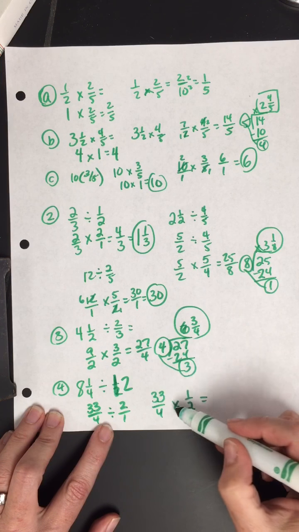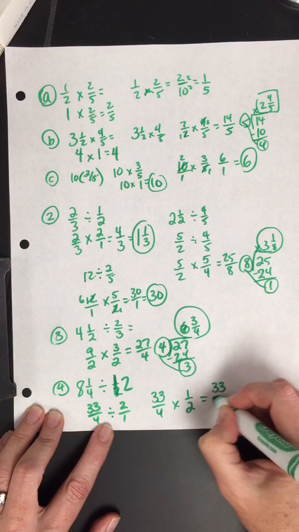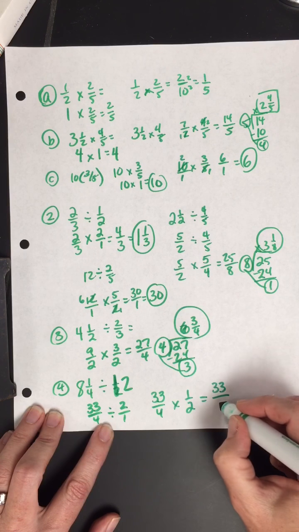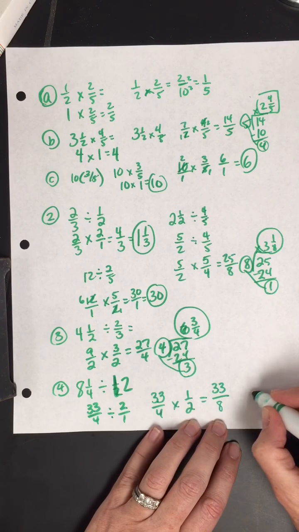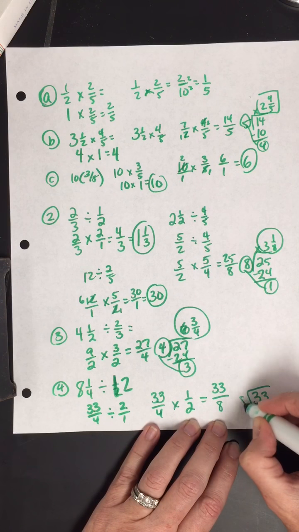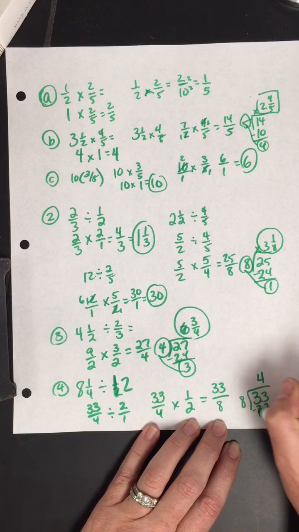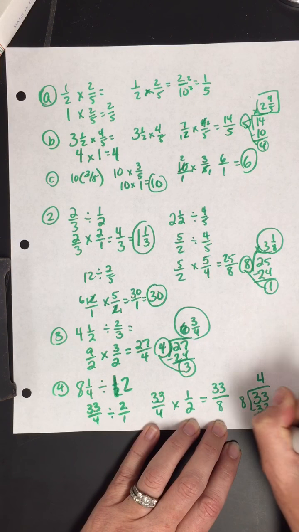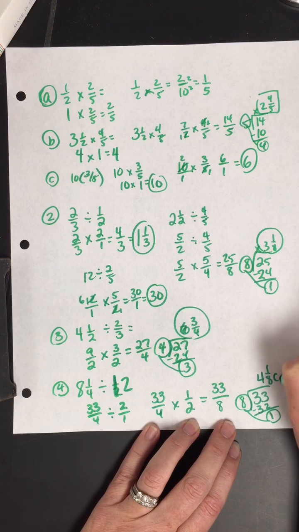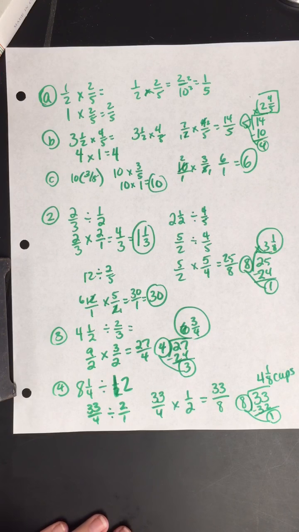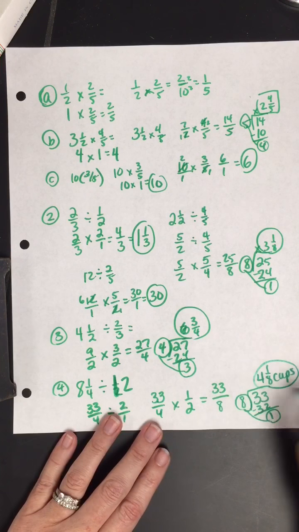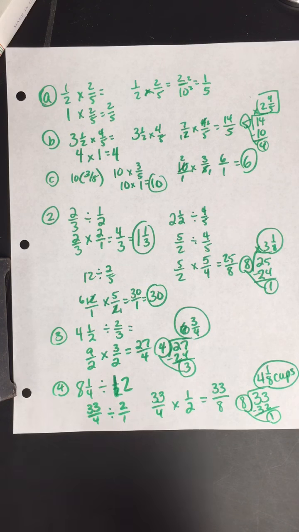We end up with 33 times 1 is 33. 4 times 2 is 8. We can divide that out. 8 into 33 goes 4. Take our remainder, put it over a divisor, and she ends up with 4 1/8 cups. I hope this was helpful. Thank you.